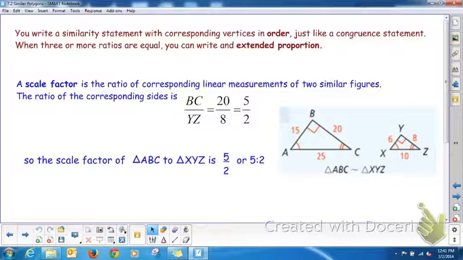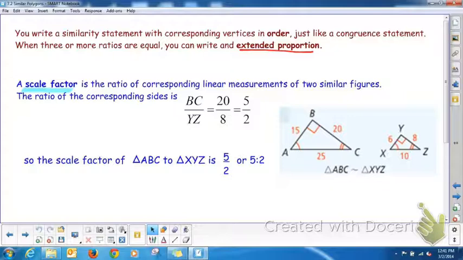When 3 or more ratios are equal, you can write an extended proportion. We learned about those on last night's notes. A scale factor, this is an important word for you to note. Scale factor is the ratio of the corresponding linear measurements of two similar figures. All the sides, all the ratios of the sides will reduce to the same thing.